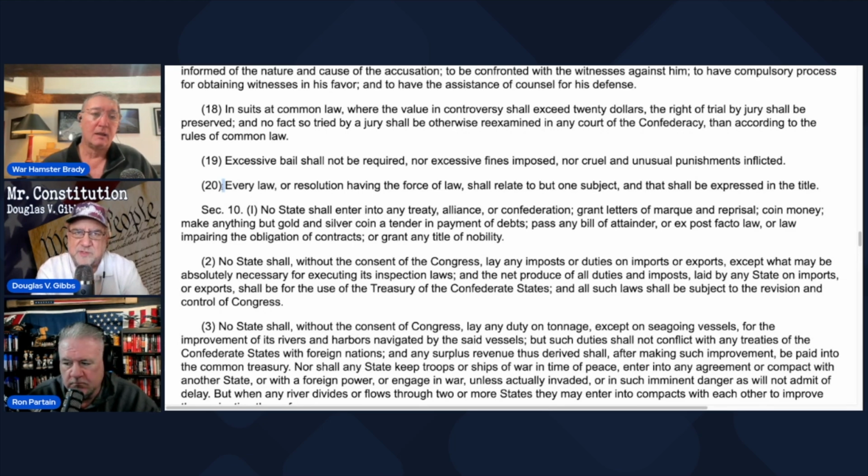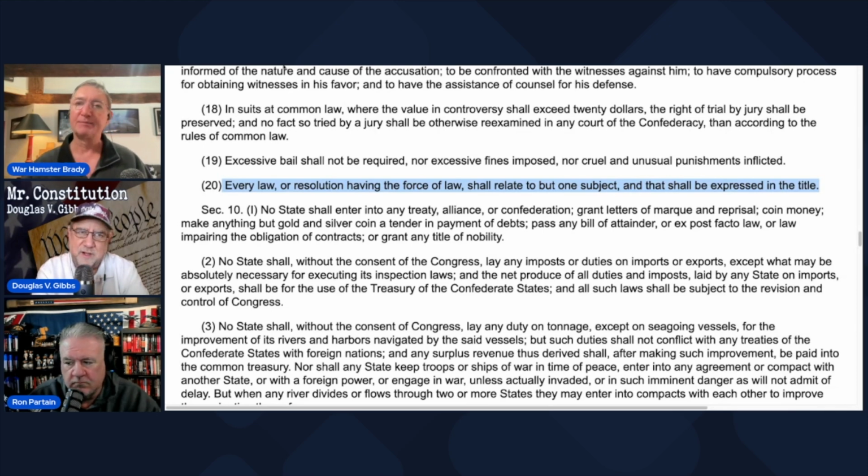And Section 20 here is interesting because they were having the same problem we have today: earmarks and bills not standing on their own, omnibus bills, things like that. So go ahead. Every law or resolution having the force of law shall relate to but one subject, and that shall be expressed in the title.